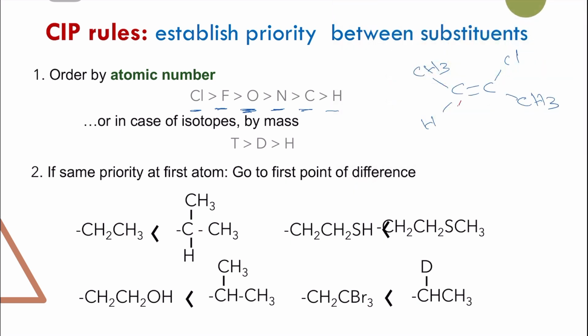So carbon number 1 here. Which one will have priority? We have a methyl and we have hydrogen. So I will give the methyl priority. So this is going to have the priority.